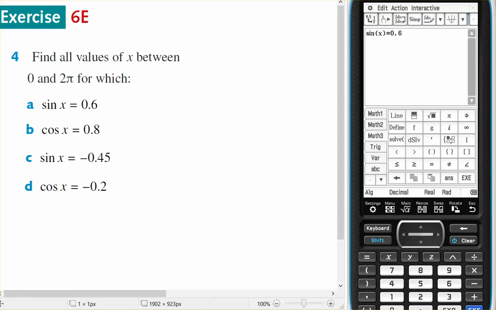This is for Year 12 Methods. It comes out of 6E question number 4. Find all the values of x between the domain 0 to 2 pi for which sine of x equals 0.6.